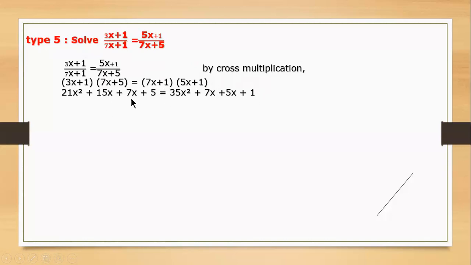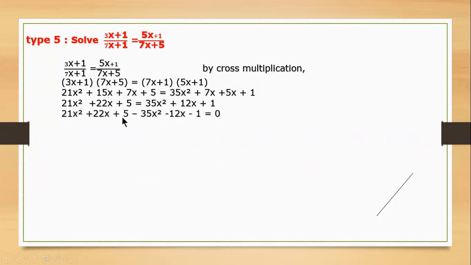Let us simplify the like terms first. 15x and 7x are the like terms here, and 7x plus 5x are the like terms. So both the sides we will simplify first. 21x square, 15 plus 7 is 22, 22x plus 5, is equal to 35x square plus 7x plus 5x is 12x plus 1.